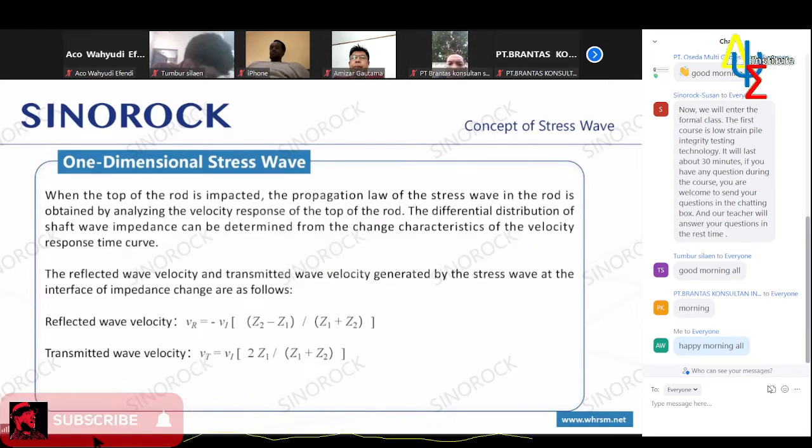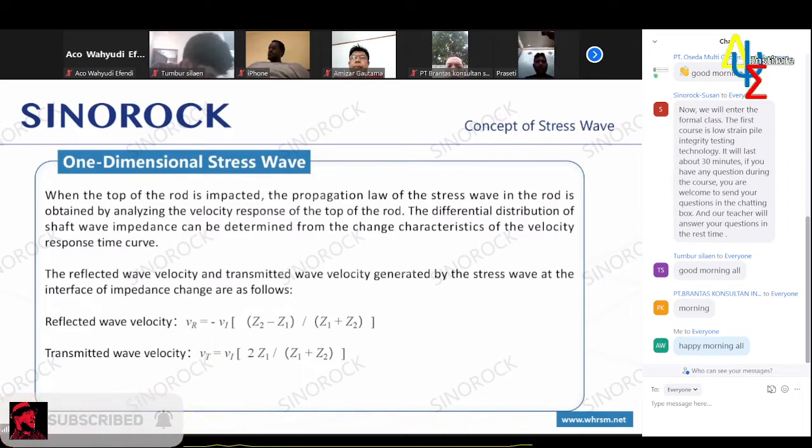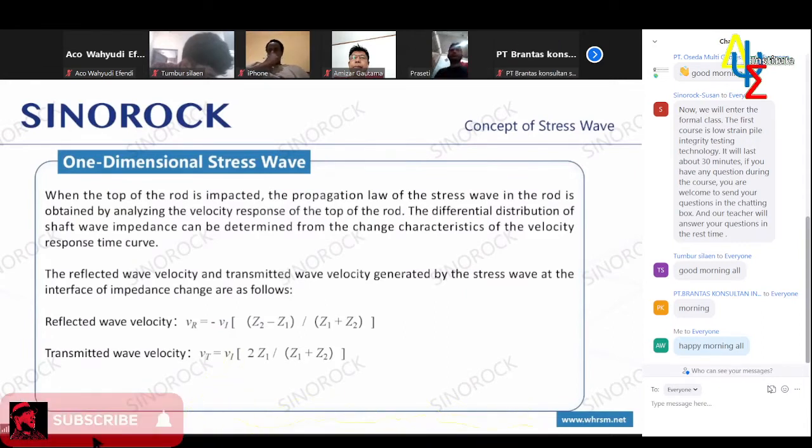When the rod top is knocked, we can obtain the propagation law of stress wave in the rod by analyzing the speed response of the rod top. The distribution of the difference of wave impedance in the rod body can be determined by the variation characteristics of the velocity response time history curve, according to some formulas we derived above.